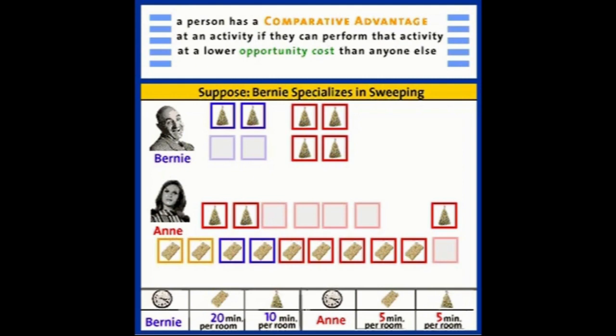It doesn't really matter who gets the benefit. That will be determined by which of these 2 is a more persuasive bargainer. But the point that I want to make is this. By Bernie specializing according to his comparative advantage, and by Ann specializing according to her comparative advantage, the 2 of them working together, specializing and trading, are able to produce 9 clean rooms, 9 swept, 9 scrubbed rooms, rather than simply 8 as before. Now, let's take a look at the production possibilities frontier and show how this story translates into a graph.